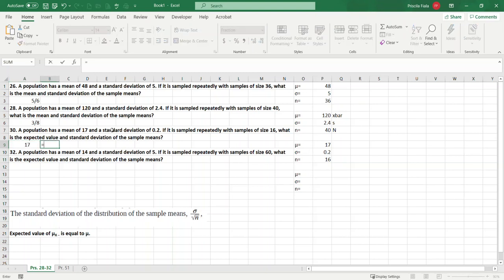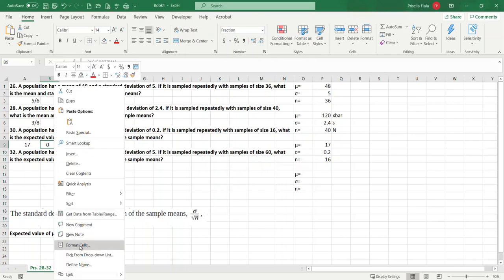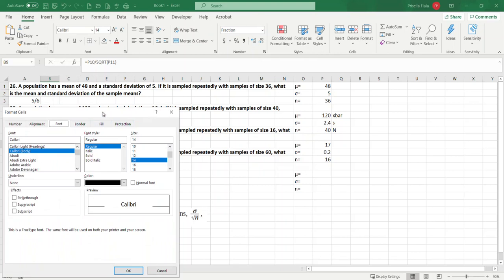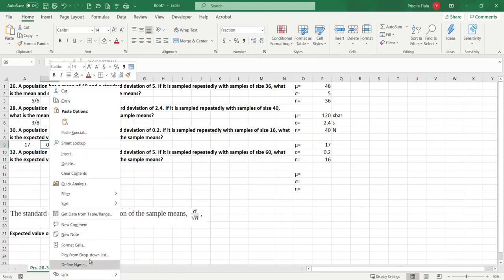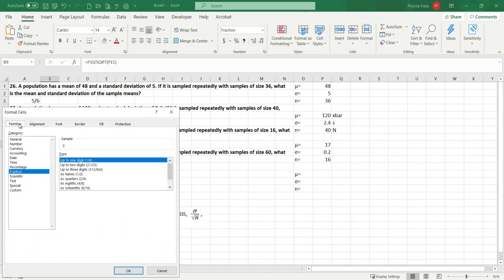Now to find this standard deviation, we go back here. It's going to be sigma divided by the square root of n, 16, which is about 0.05 or something like that. That's why it's showing as 0. If I changed the format here, it would show you the format on the cell. Trying to make a short video for this one. So right here, let's do a number.